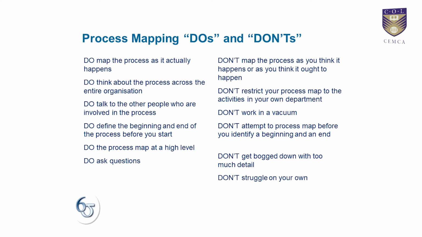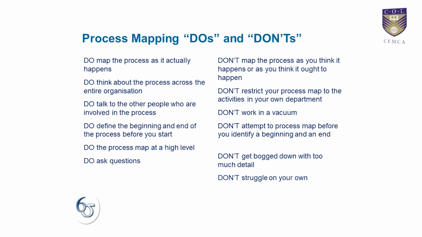What you should not do: you should not map the process the way it should be, because we are not preparing a future state right now. Don't restrict a process map to the activities in your own department. Of course, we talked about it. Don't work in a vacuum. That means work with people. Don't work alone. And don't get bogged down with too many details.